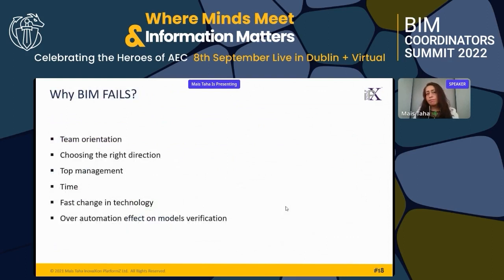Now, why does BIM fail? I will give my top 6 reasons. Other BIM managers and other designers will have other reasons, but mainly the team orientation, because we might have different priorities. Choosing the right direction, like where to start and with what. For example, big firms should always be top down. It won't work for a multidisciplinary firm to start from the technical level or even middle management. You will need to have a full strategy that flows in the entire organization.